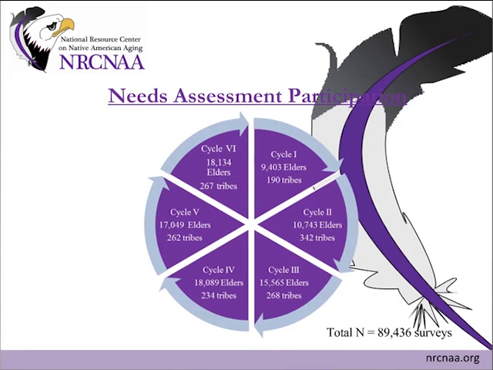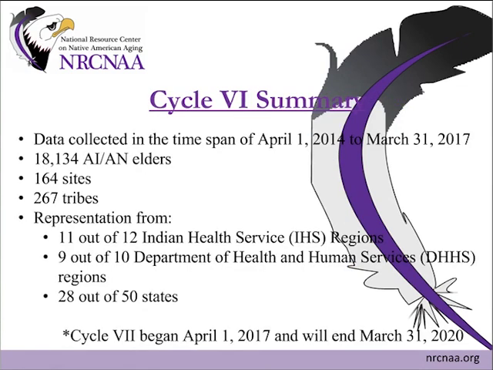So just a summary of our last cycle, to give you an idea of participation and representation within the nation. The data was collected from April 1st, 2014 to March 31st, 2017. As I said, we had 18,134 American Indian, Alaska Native, and Native Hawaiian elders participate. That represented 164 sites and 267 tribes. There's representation from 11 out of 12 Indian Health Service regions, 9 out of 10 Department of Health and Human Services regions, and 28 out of 50 states. So we had really good representation from those areas. Now we began cycle 7 on April 1st, 2017, and that will end March 31st, 2020.